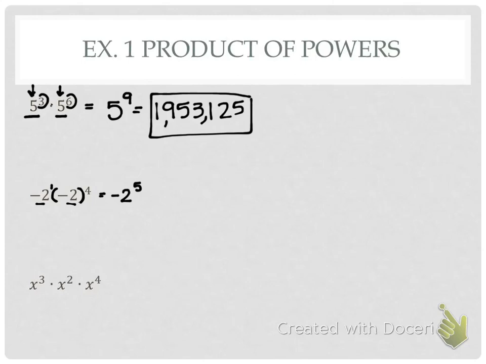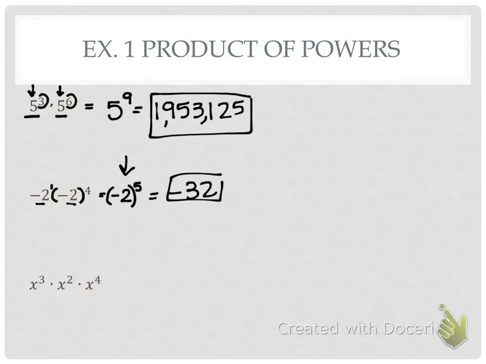Now, whenever you plug this in your calculator, you have to put the negative 2 in parentheses or it will not give you the right answer. Okay, so I'm going to do parentheses, negative 2, close the parentheses, and then do that to the 5th power. And that's going to give me negative 32. Again, I need to see this step in order to make sure you're doing it right.